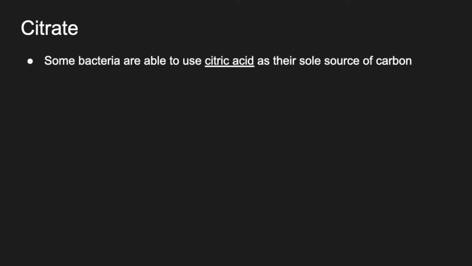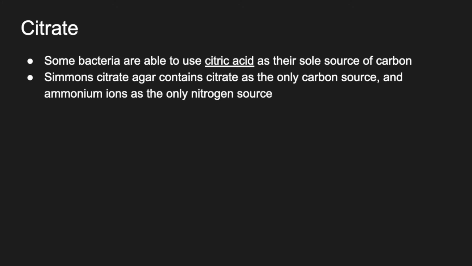So now let's talk about citrate. Some bacteria are able to use citric acid as their sole source of carbon. And there's this type of agar called Simmons citrate agar. What it has is it contains only citrate as the carbon source. So bacteria can only break down citrate as their source of carbon. And what it also contains is ammonium ions as the only nitrogen source.